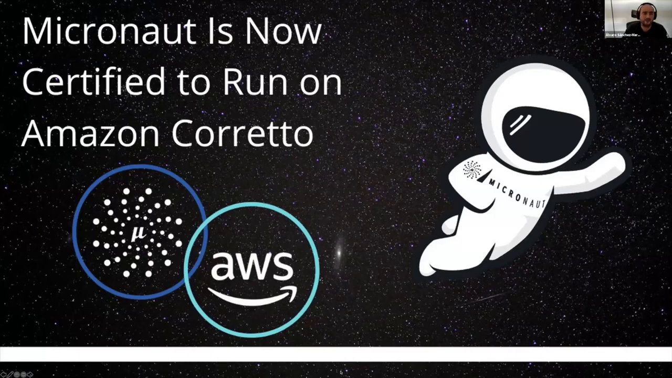Micronaut is also certified to run on Corretto, so we test our own Micronaut code on Corretto, and we do that on the major platforms they support. Currently 8 and 11, and we plan to do that with 15 once that's available. That way we make sure that not only the Micronaut code, but also the hundreds of functional tests we have run well on Corretto, and that gives us confidence that when our users deploy Micronaut applications on AWS, they won't have any issue at all.